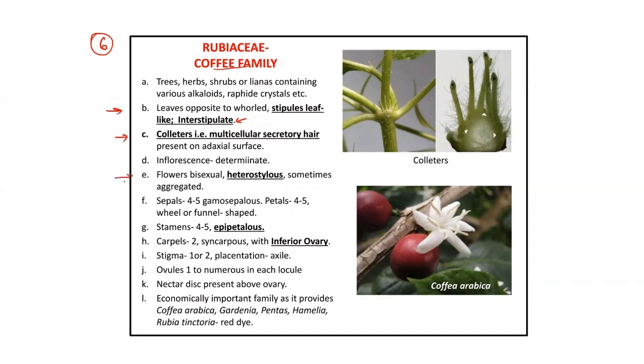Heterostylous condition is important for you to remember. Then the stamens are 4 to 5 and they are epipetalous. So epipetalous condition is seen in this, and the ovary is inferior. So these are the key points that you should remember. Then you should also remember this family is economically important. Why? Because it provides Coffea arabica, and this is important. So you should be knowing about it. Then red dye comes from Rubia tinctoria.